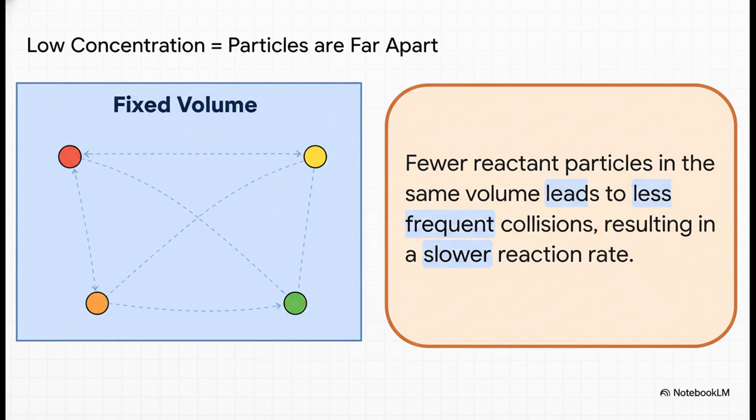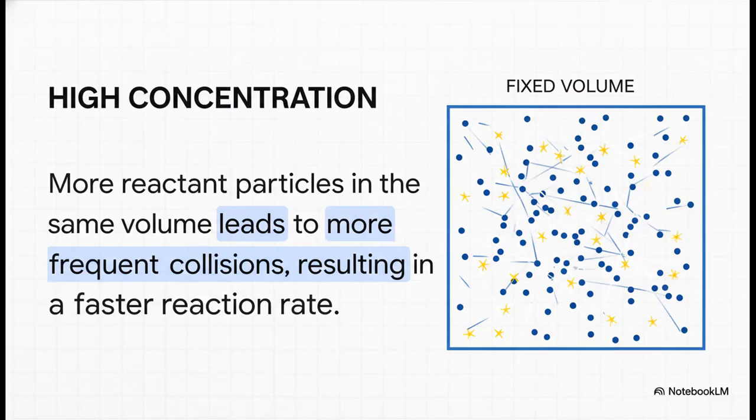Imagine a big, empty room with only a few people wandering around. That's like a low concentration. Are they going to bump into each other very often? Nah, probably not. There are fewer particles in the same amount of space, so you get fewer collisions happening each second, which means a slower reaction. Simple as that.